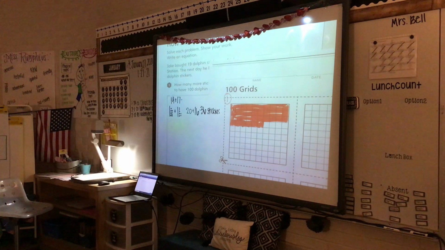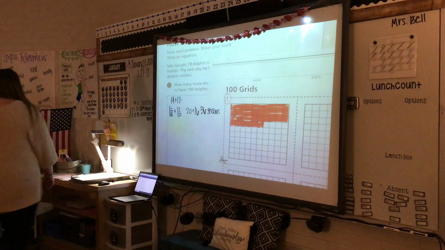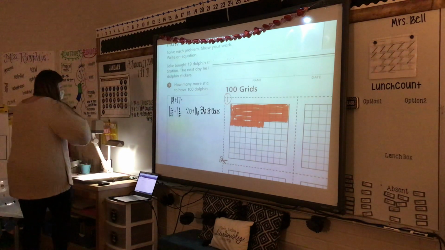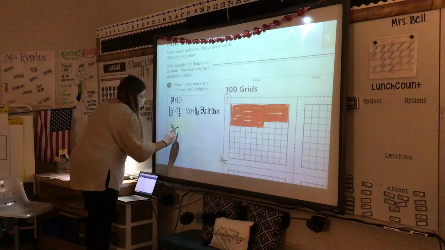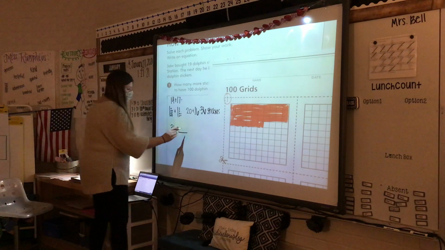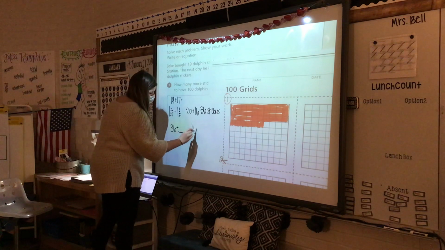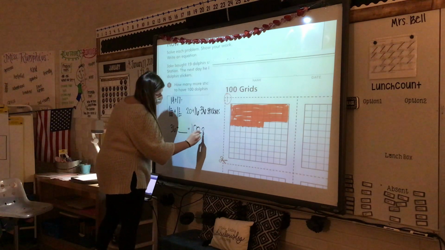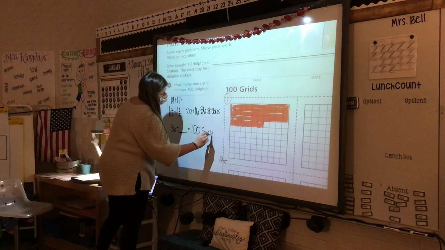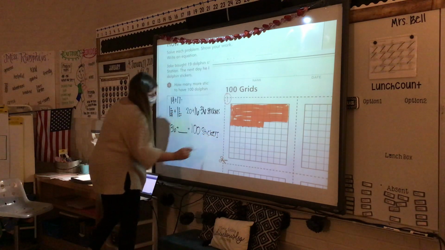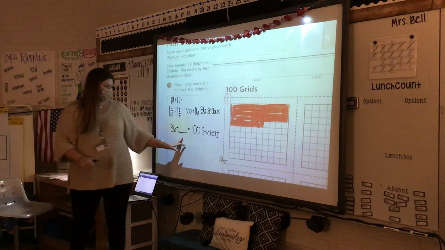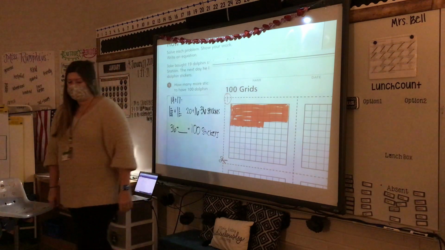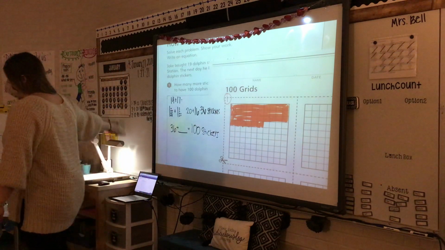So if you're still working, my equation could be 36 plus blank for however many he needs to get 100 stickers. Does that make sense? He had 36. He needs so many to get to 100.